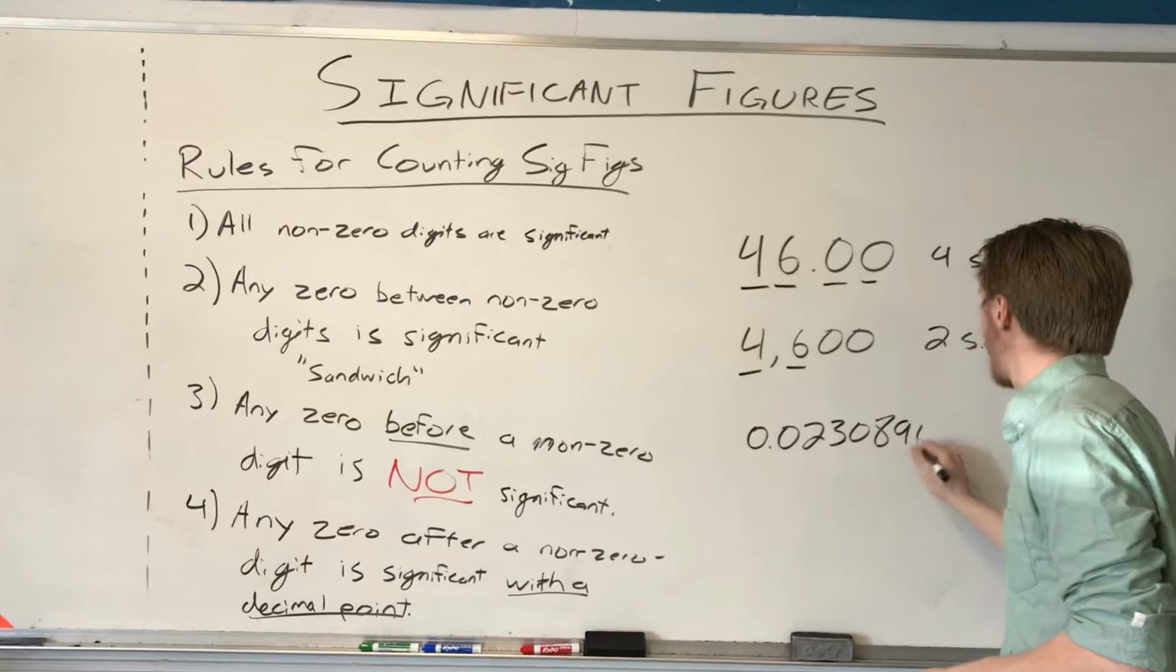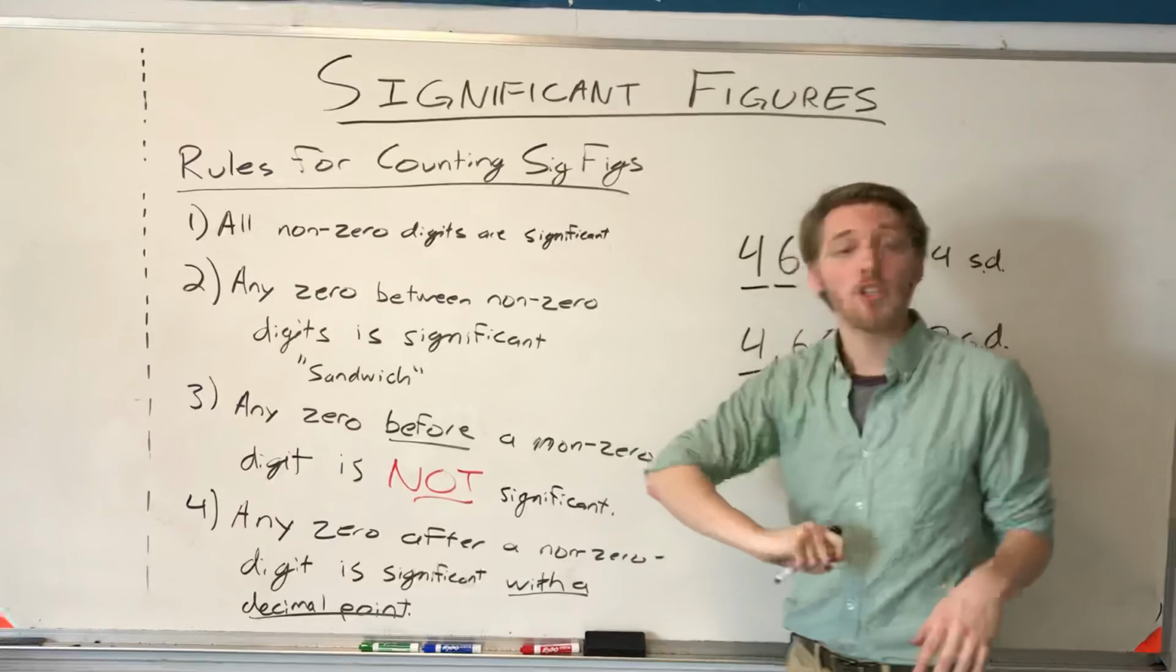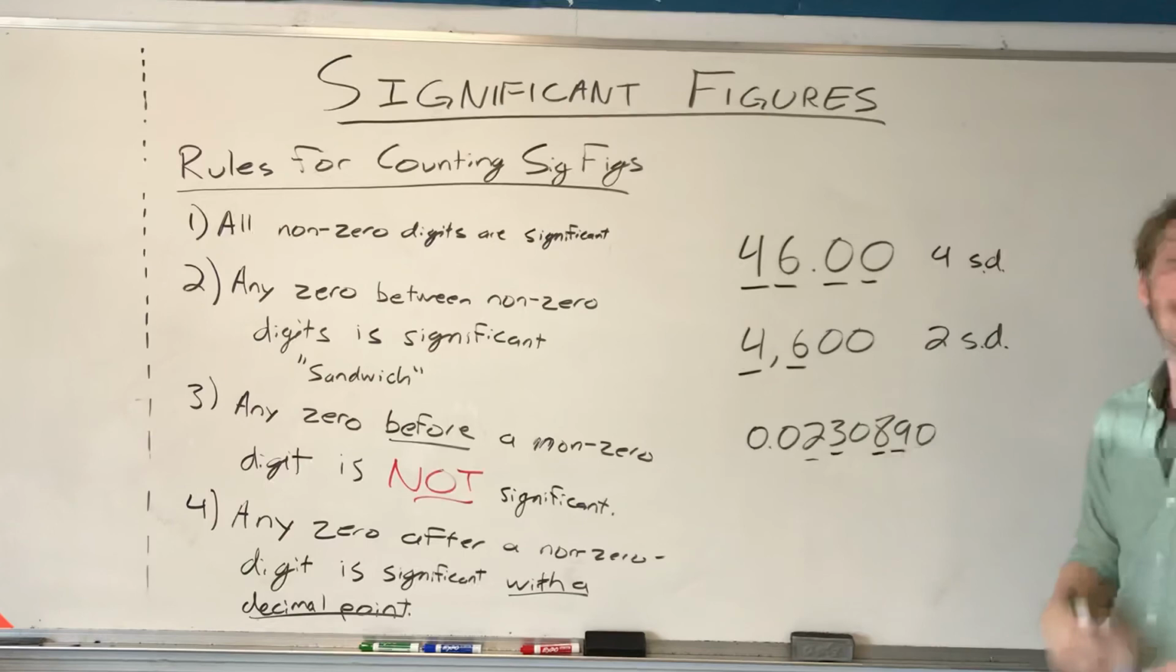0.0230890. Okay, so lots of numbers here. Let's break it down. Any non-zero digit is significant. So 2 is not 0, 3 is not 0, 8 is not 0, and 9 is not 0. So those numbers are all significant. So we're up to 4 sig figs.